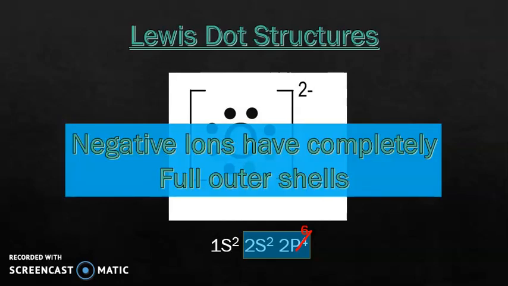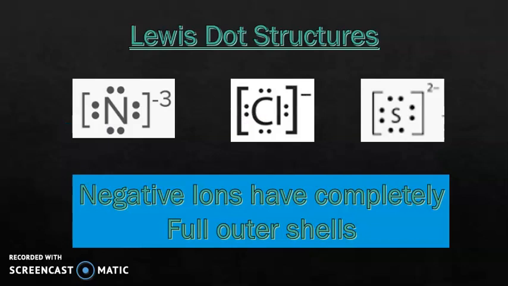Now, typically, you're going to notice that negative ions tend to have completely full outer shells. So they'll typically like to fulfill that octet by having those 8 electrons around the outside. And I just wanted to show you a couple more examples. You're going to be doing some for me for your homework. But here's nitrogen, chlorine, and sulfur all as ions. Now, although their atomic Lewis structures are going to look different, their ionic Lewis structures look the same. And that's because these things look a little bit more isoelectronic. Again, they're going to have similar electron configurations on the outside.